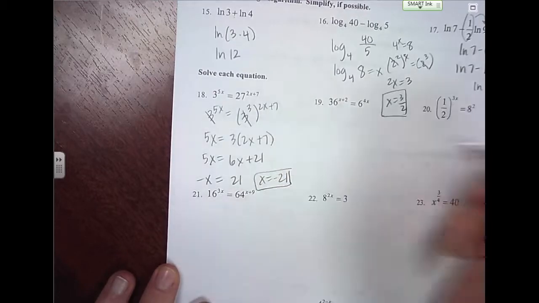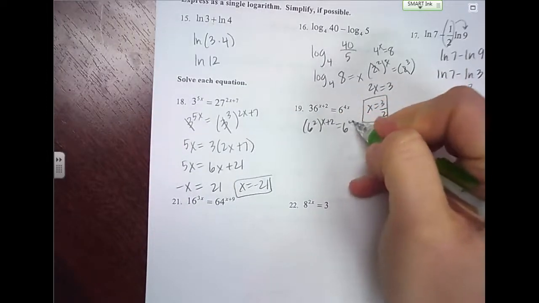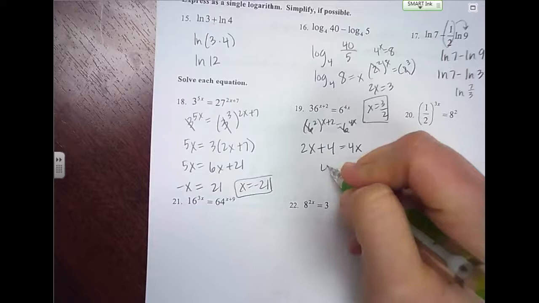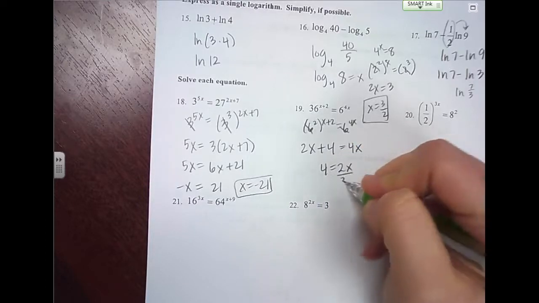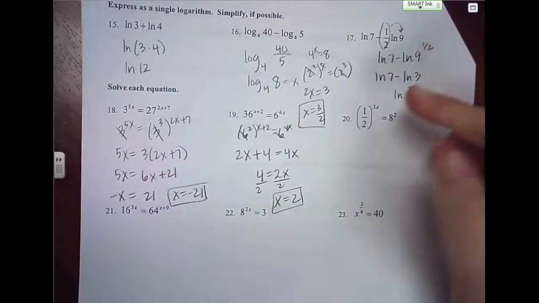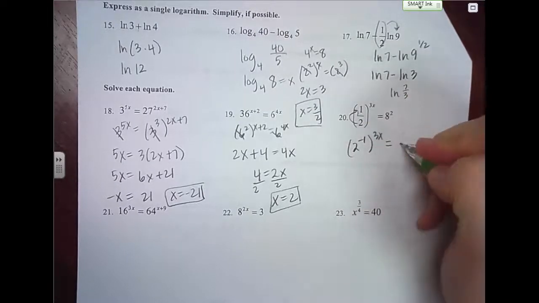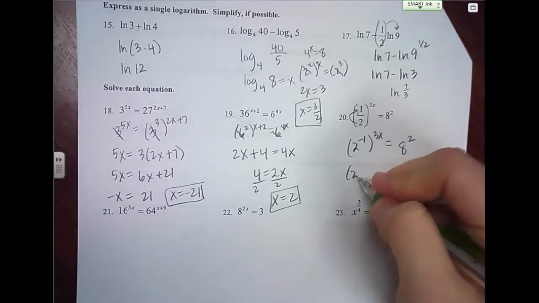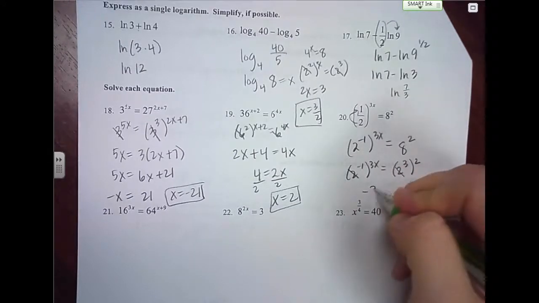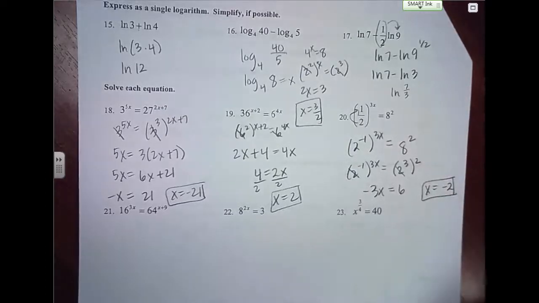So -21. Number 19, I can make both of these a base of 6. Cross out the 6's. Distribute 2x plus 4 equals 4x. Subtract the 2x over and divide by 2. So x equals 2. And number 20, if you have a fraction, bring this up to the top. So 2 to the negative 1 to the 3x equals 8 to the 2. So I can change 8 to 2 to the third. Cross out the 2's. Negative 3x equals 6. Divide by negative 3, and you get negative 2.